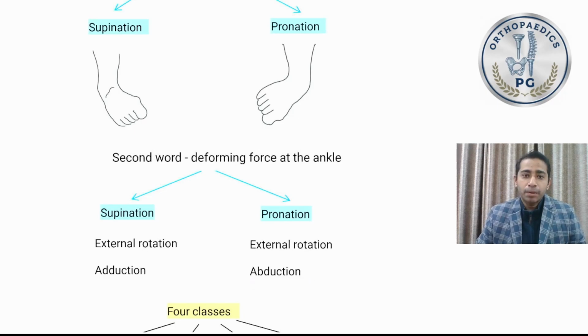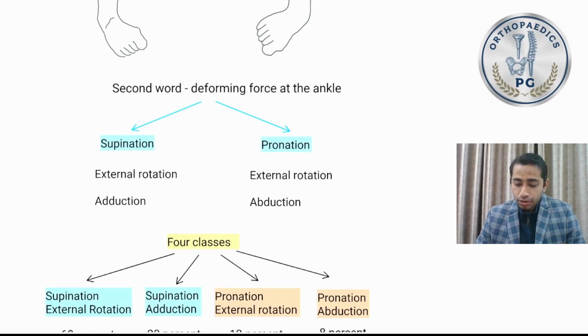So a way to remember is, if you look at the diagram, the foot is deviated medially in supination. So with supination, we can have adduction, whereas in pronation, the foot is deviated laterally. So with pronation, we can have abduction.